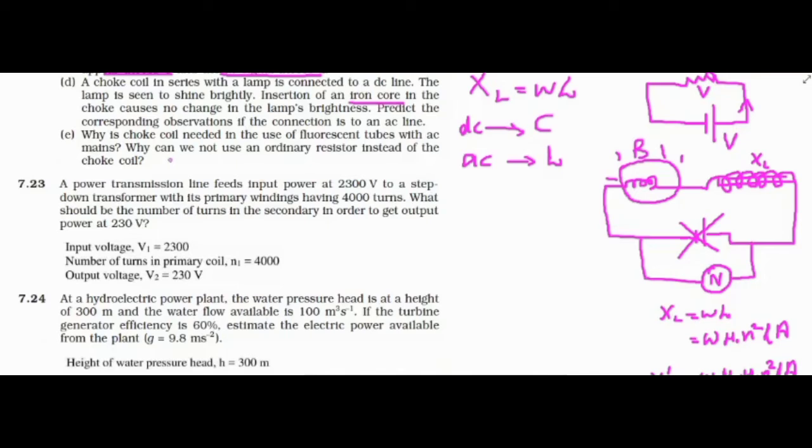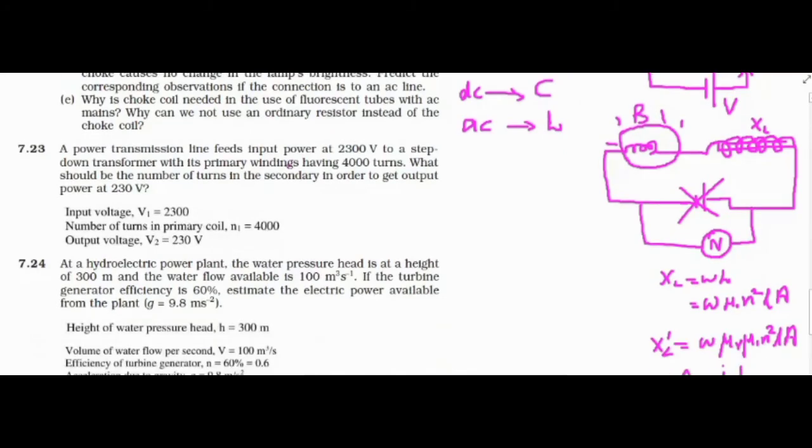Now, why can we not use an ordinary resistor? A resistor can also produce the voltage, but a resistor will dissipate power. An inductor will not dissipate power. So the action can be done without loss of energy if we use the choke coil. That is why we do not use a resistor there.